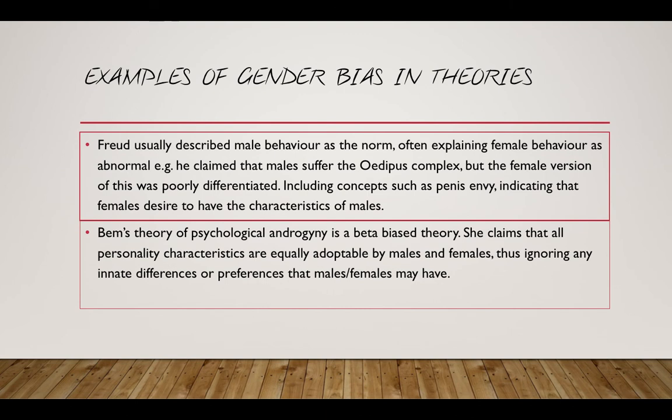Examples of gender bias in theories. So Freud's entire theory is androcentric. The Oedipus complex was applied to females as almost an afterthought, and concepts such as penis envy actually denigrate the position of females in their development, suggesting that they feel lost and lack, and as a result behave in a particular way. Bem's theory of psychological androgyny is a beta bias theory.